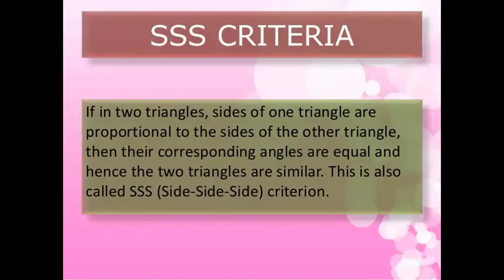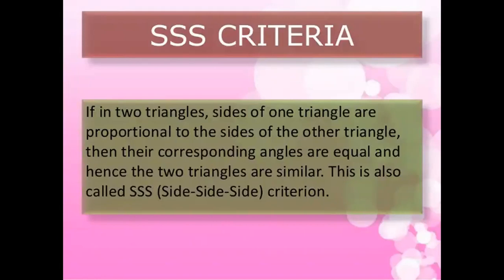If in two triangles, sides of one triangle are proportional to the sides of the other triangle, then the corresponding angles are equal, and the two triangles are similar. It is also called SSS side relation.